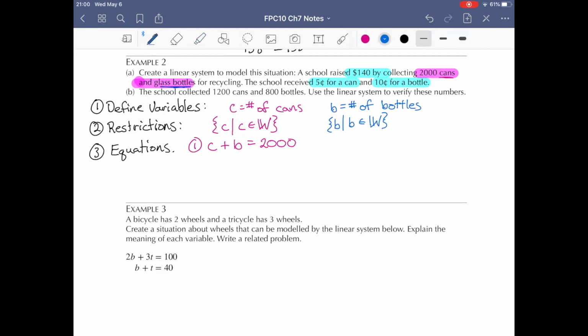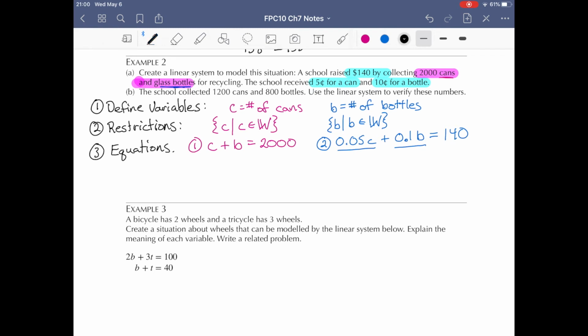So each can gets us 5 cents. So we get 5 cents per can, and we times that by how many cans we're going to bring in, plus 10 cents per bottle, times how many bottles we bring in. And that will give us a total of 140. Now I shouldn't put the dollar sign in there. 140. So this is the total amount the cans bring in, and the second one is the total amount the bottles bring in. That's equation number 2.